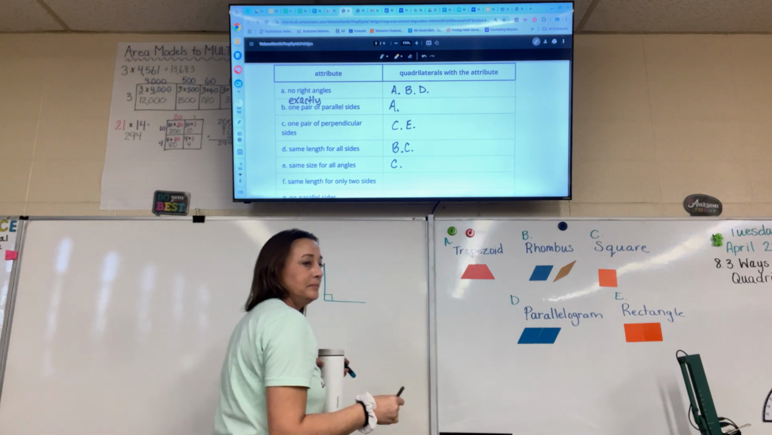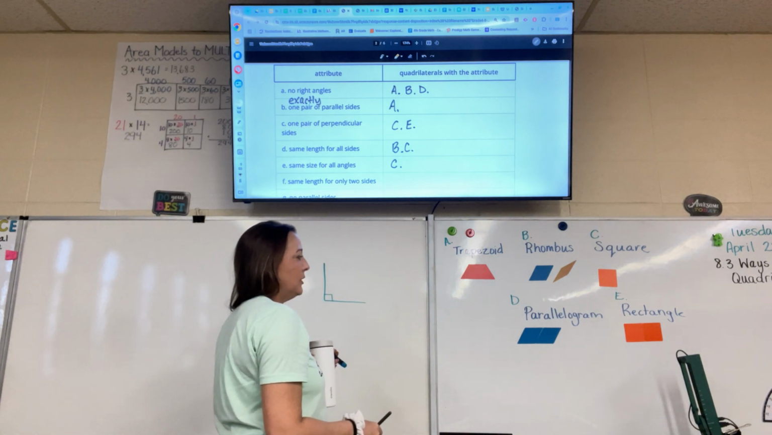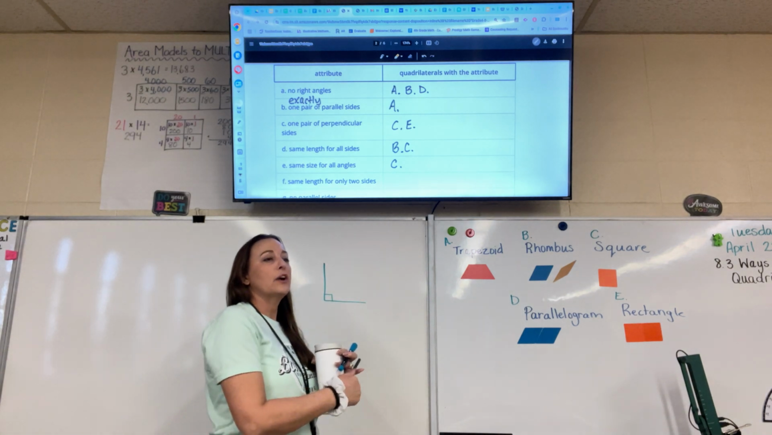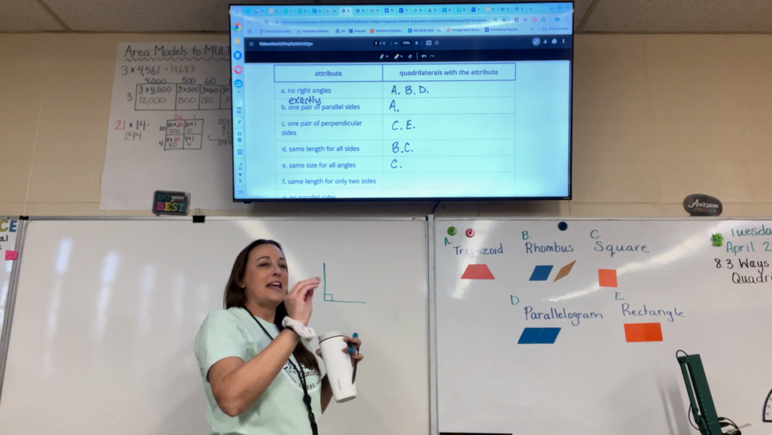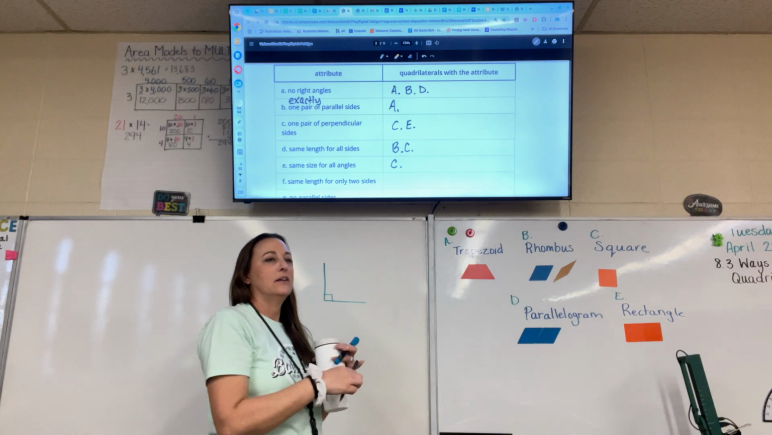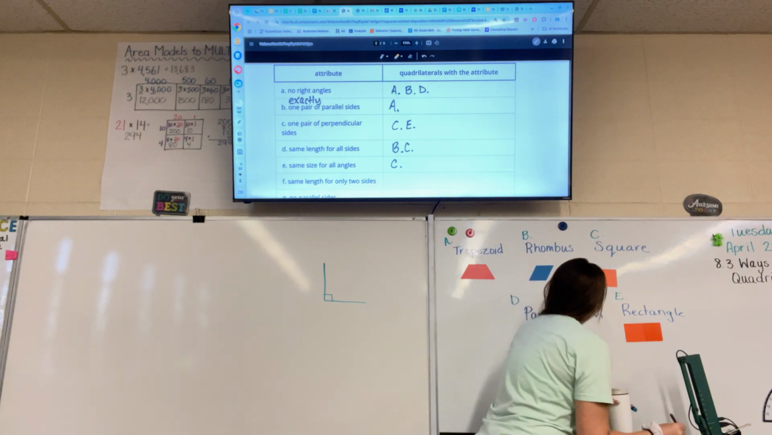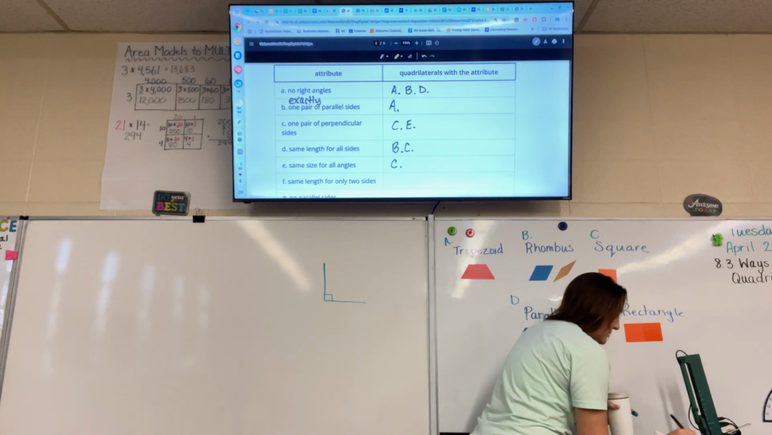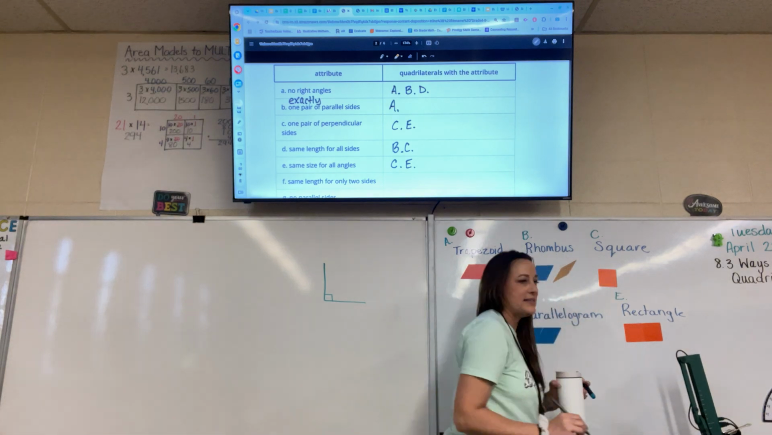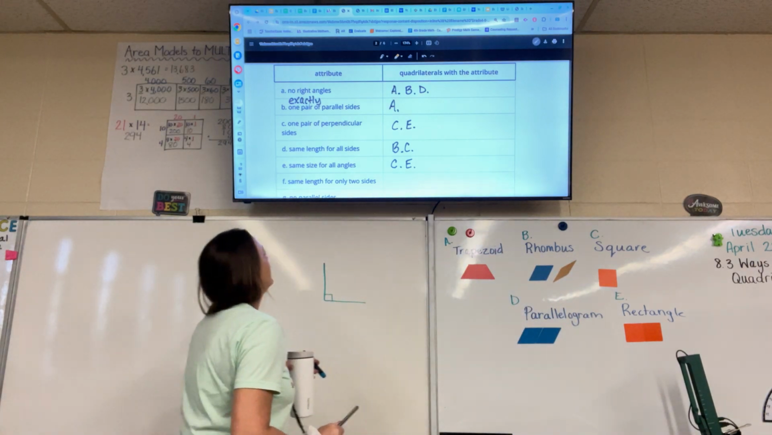Paisley? Parallelogram. Nope. All four angles are the exact same size. Rectangle. Rectangle. Dang it. They're all four right angles. So a square is C and a rectangle is E. Does that make sense? Okay.